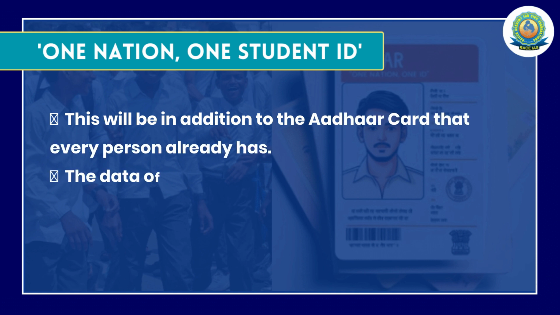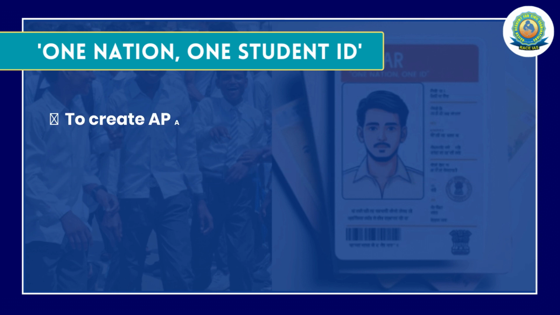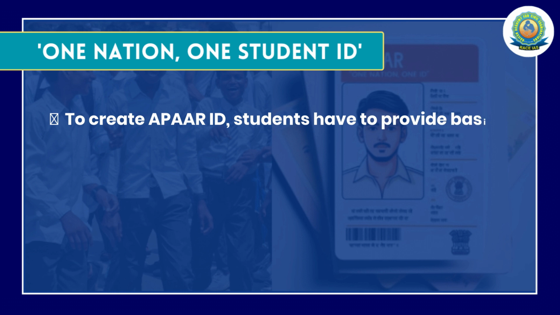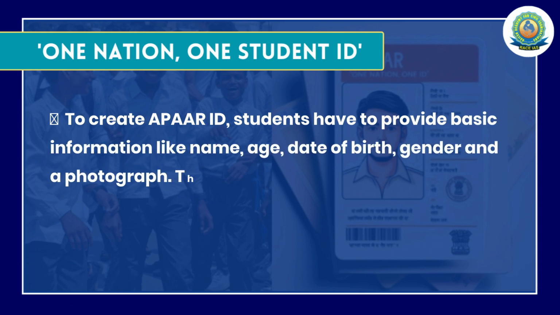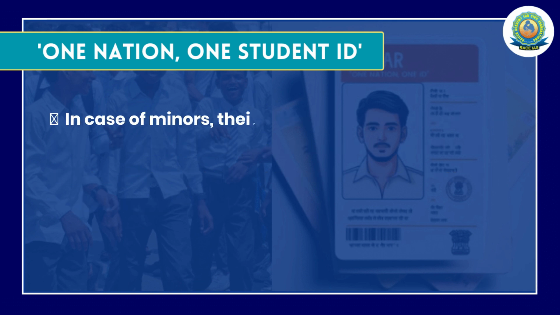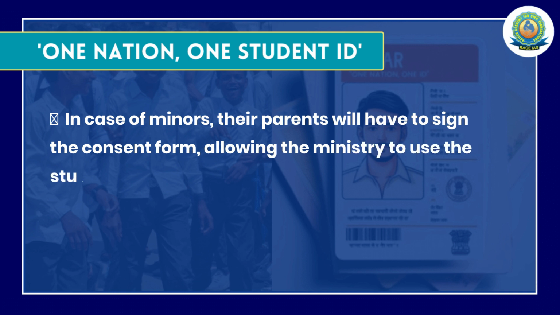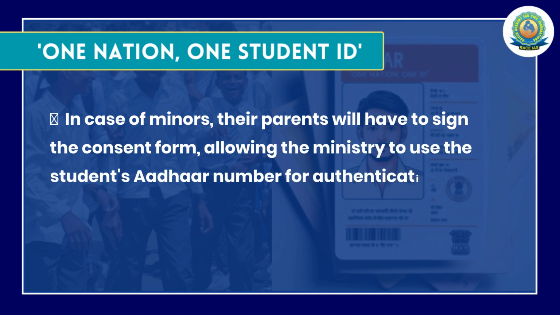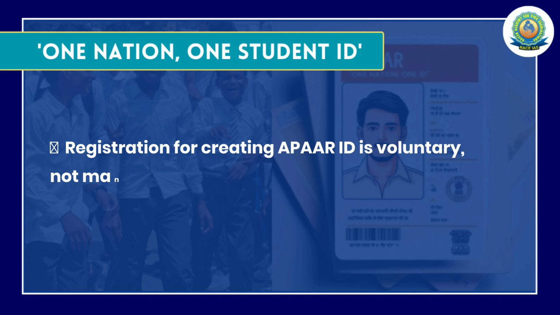The data of Aadhaar ID will be the basis of Apaar ID. To create Apaar ID, students have to provide basic information like name, age, date of birth, gender, and a photograph. This information will be verified using their Aadhaar number. In case of minors, their parents will have to sign the consent form, allowing the ministry to use the student's Aadhaar number for authentication with UIDAI. Registration for creating Apaar ID is voluntary, not mandatory.